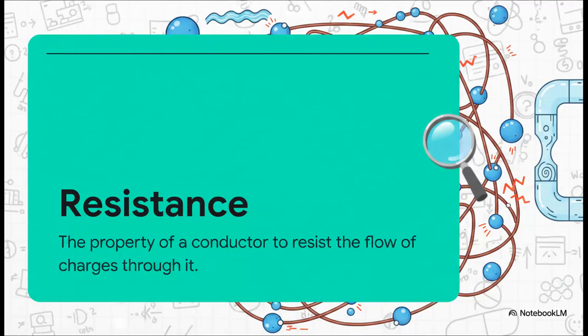Now, let's talk about the squeeze. See, as those electrons are flowing, they don't exactly get a free ride. They're constantly bumping into the atoms inside the wire, and that creates a kind of friction. This opposition, this thing that slows down the flow, is called resistance.